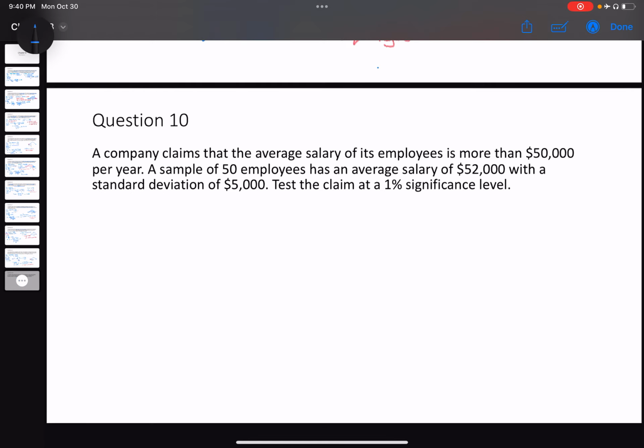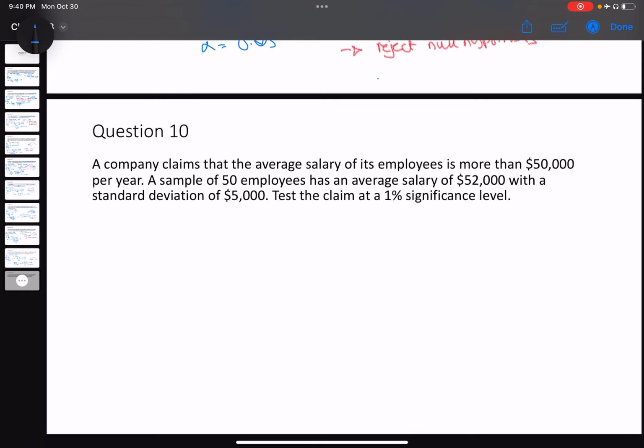Question 10. A company claims that the average salary of its employees is more than $50,000 per year. A sample of employees has an average salary of $52,000 with a standard deviation of 5,000. Test the claim at the 1% significance level.